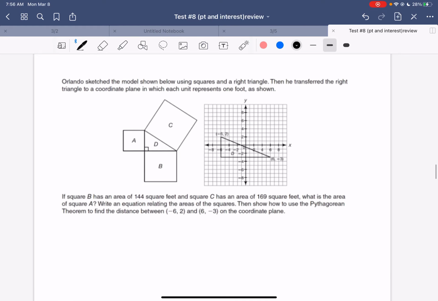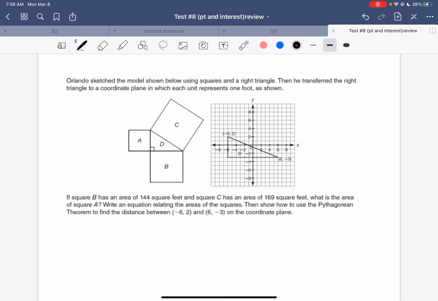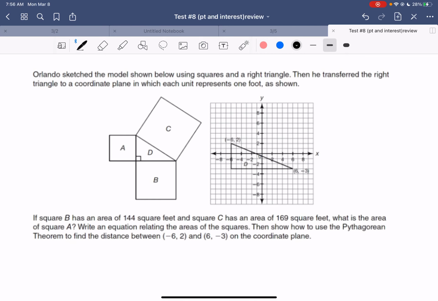I'm going to pause on these ones here. So remembering that when things are placed on the coordinate grid, as you see here, in order to find, saying if square B is 144 feet squared and C is 169 feet squared, what is the area of square A? So remembering that that is looking for the entire area of this square, not just the side length.